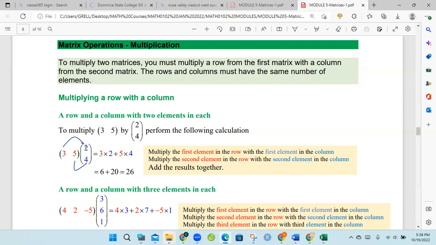So it's 3 times 2 plus 5 times 4. So when you multiply in matrices, you have to end up adding. Okay? Just to get one number. Here, we have 3 elements, so we have to multiply 3 times. 4 by 3 plus 2 by 6 plus minus 5 by 1. You have to multiply all the elements in the row to all the elements in the column. And you add them.